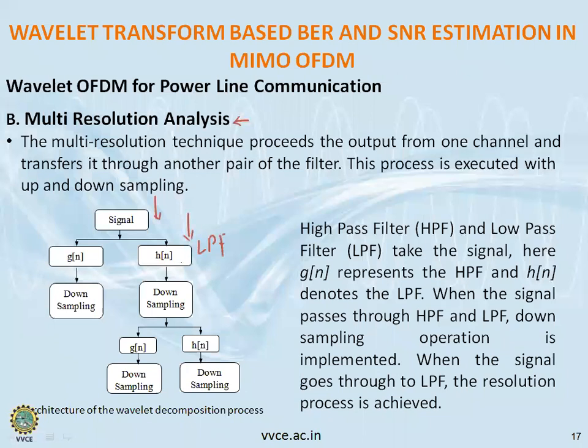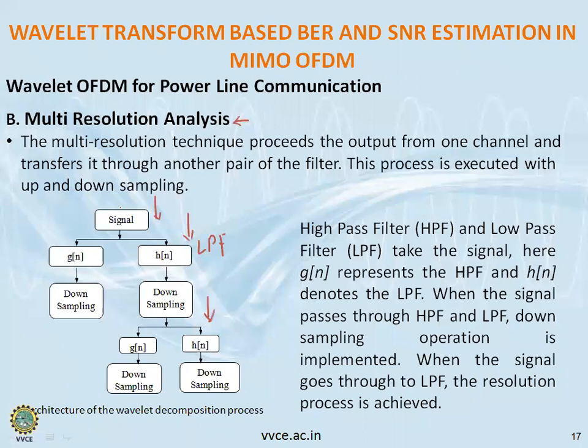So again, we need to go for the downsampling. Again, we need to do the comparison. After downsampling, if the amplitude of the signal is high or the gain of the signal is high, again we need to go for the low pass filter. Therefore, we are able to minimize its gain.